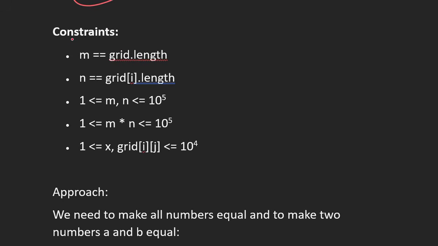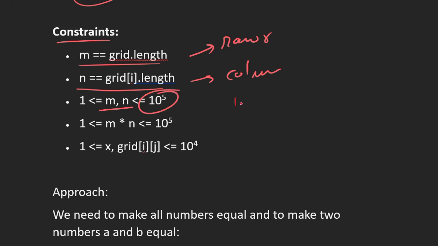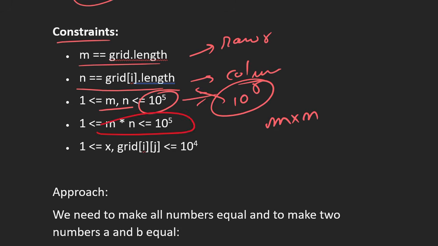So let's see the constraints. m is the number of rows, n is the number of columns, and m and n can have max value up to 10 to the power 5. So the total number of elements, that is m cross n, should be less than or equal to 10 to the power 5.